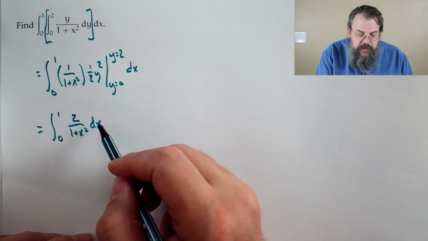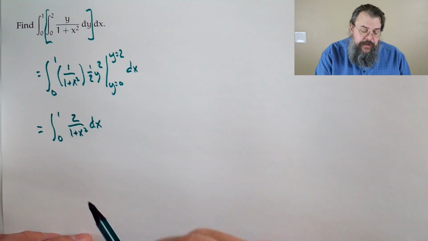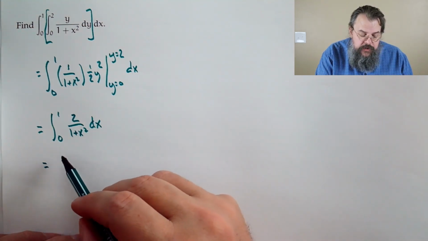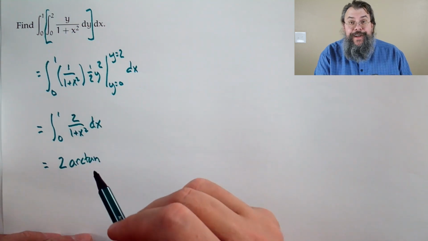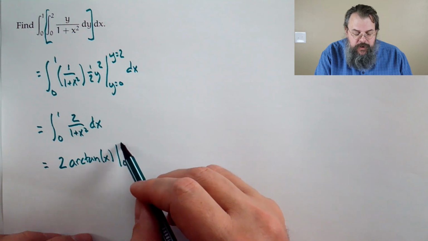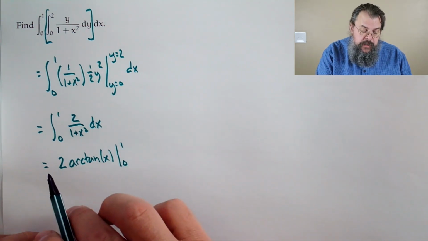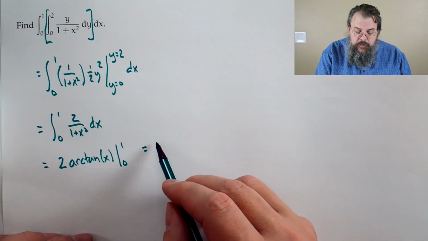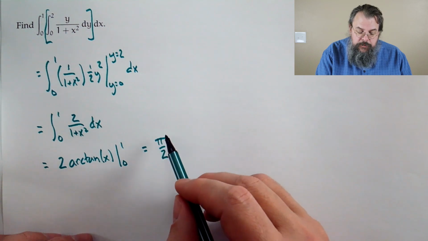Say, all right, great. Now it's just single variable integration, the kind of thing that we've done before. So this is 2 arctangent of x, because we know this integral. Oh yeah, we know this one. It's a great integral. Evaluate from 0 to 1. Arctangent of 1 is pi over 4 times 2 gives us pi over 2. Arctangent of 0 is 0.